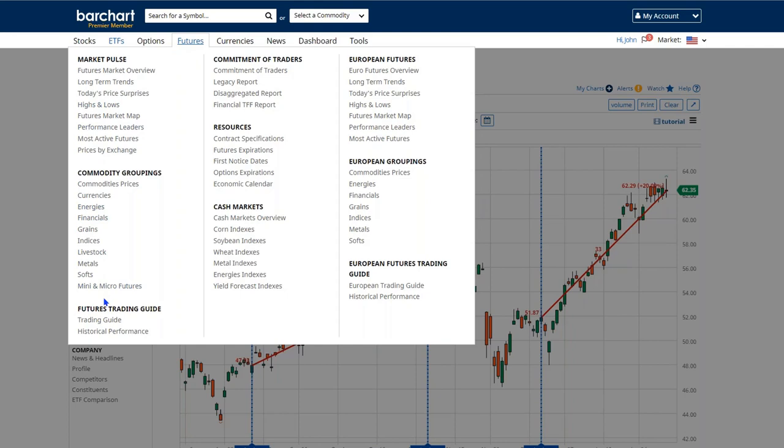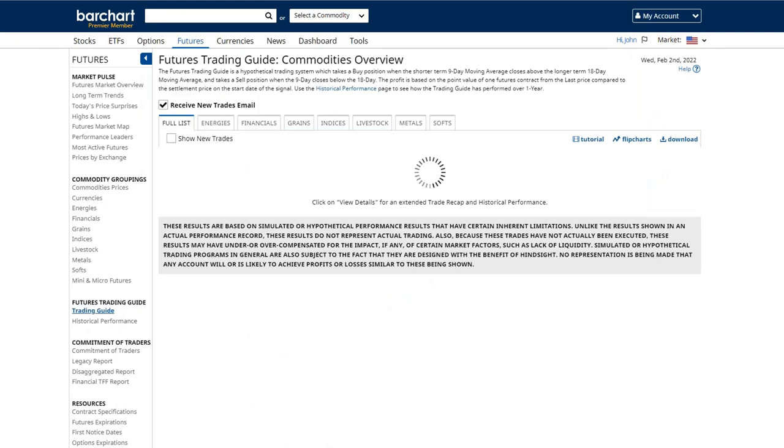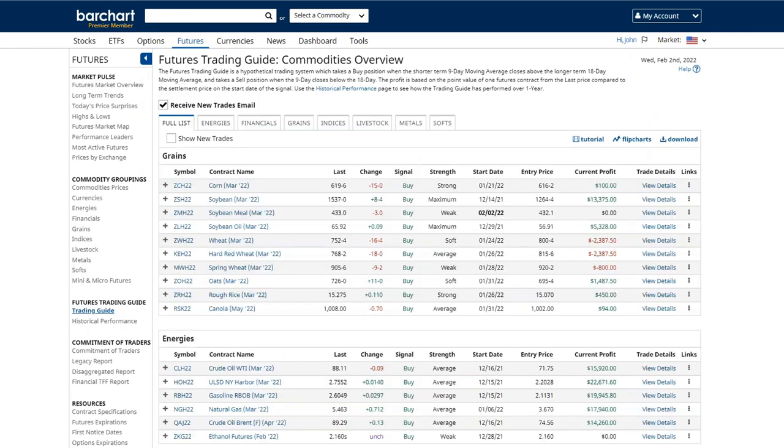So I'm going to go back to the futures trading guide. And remember, we were talking about the Goldman Sachs index. And there's three major components: energies, agriculturals, and metals. And if we look here right on the top of the futures trading guide, commodity overview page, here we are in grains. And currently, all the grains are in a buy signal, meaning that they're in a buy trend.